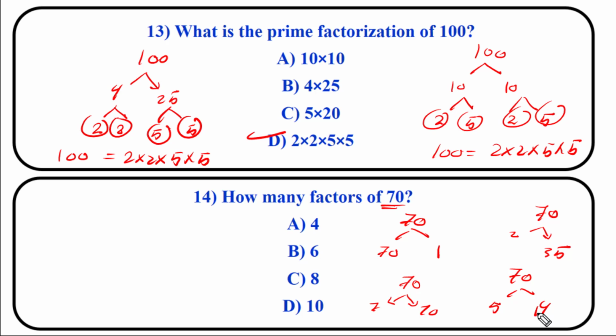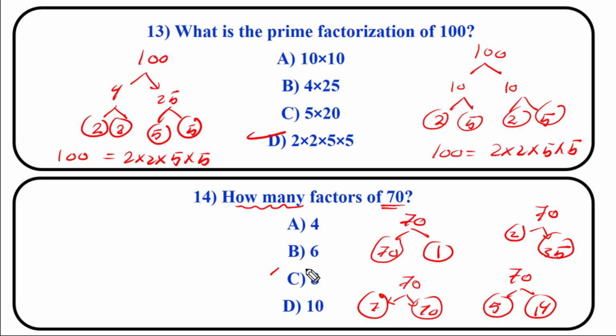Equals 14. Now he is asking here about the number of factors. The factors of 70, you can count it 1, 2, 3, 4, 5, 6, 7, 8 factors. So to find the factors of any number, you can use here what, guys? The divisibility rules that we studied before.